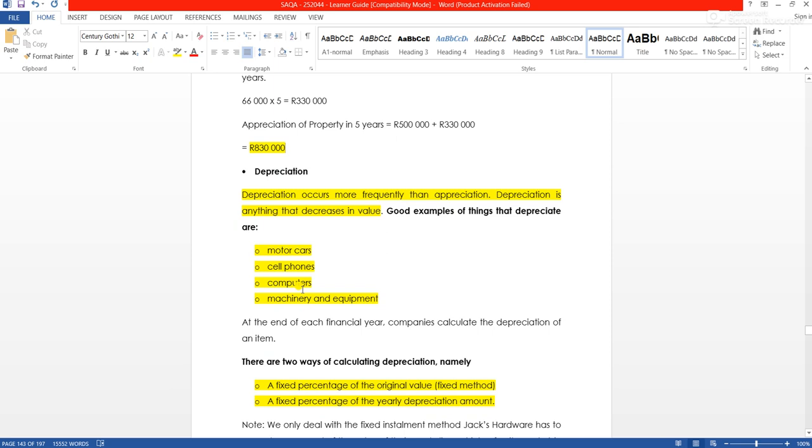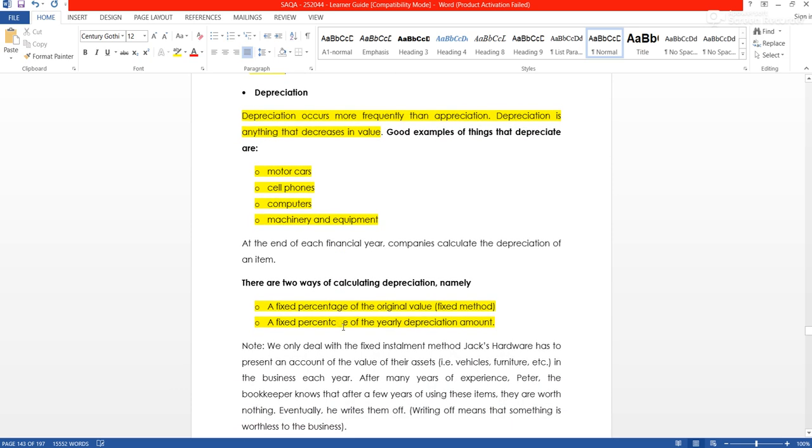So working on to depreciation, it occurs more frequently than appreciation. Depreciation is anything that decreases in value, and good examples of depreciation are motor cars, cell phones, computers, machinery, and equipment. At the end of a financial year, companies calculate the depreciation of an item. There are two ways of calculating depreciation: a fixed percentage of the original value and a fixed percentage of the yearly depreciation amount.